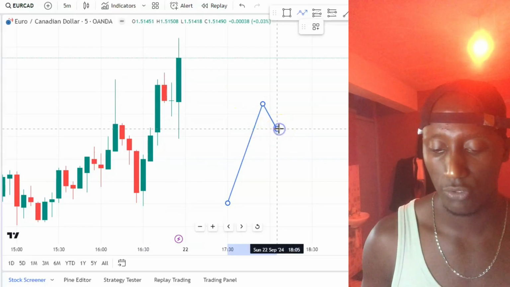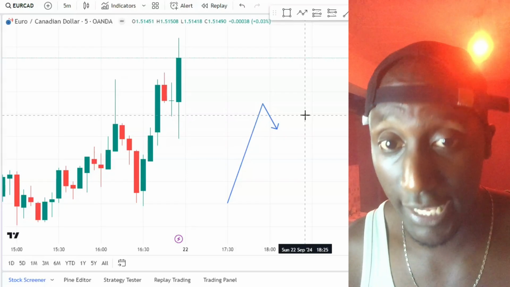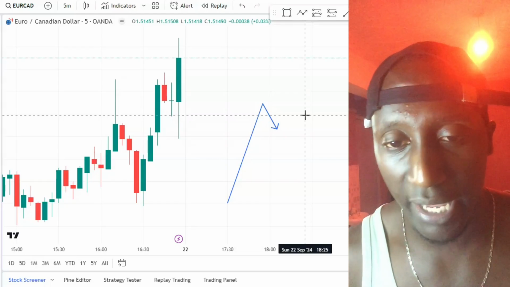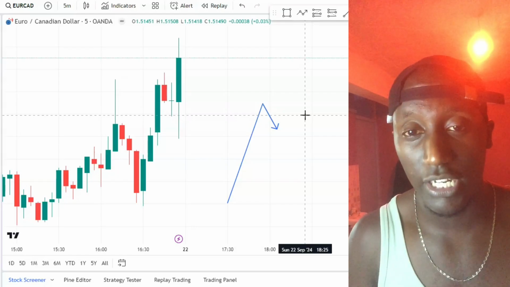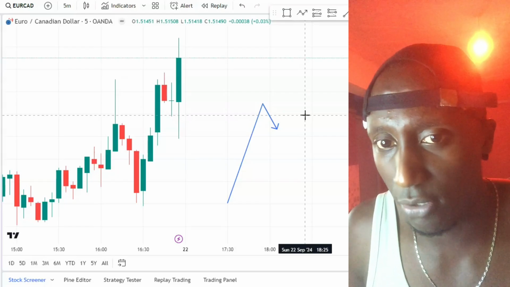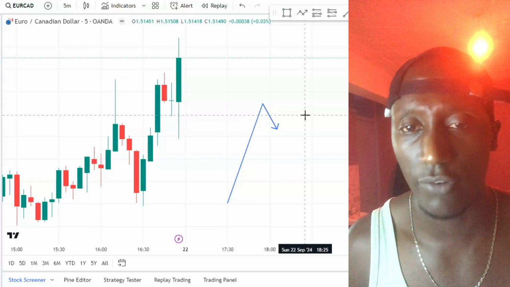Now, this is where a lot of people get confused, or not really confused, they just get lazy, because when you are looking at the charts, you are not paying attention to each individual candle. And there's no reason why you should not pay attention to each individual candle. They are forming for a reason.